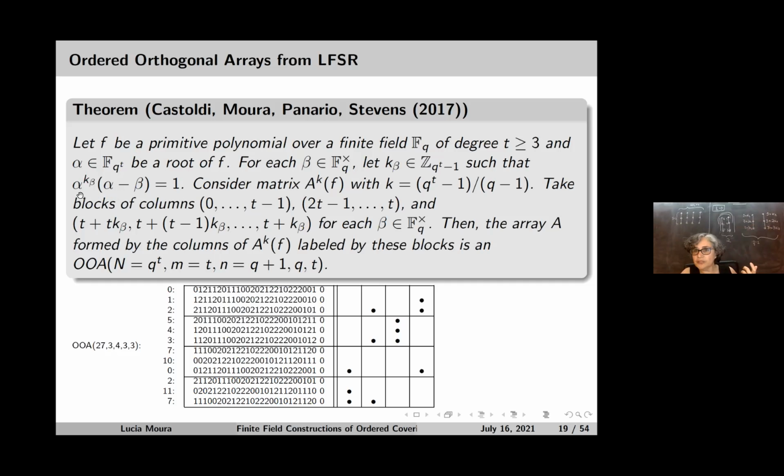calculate its inverse in the finite field. That inverse is some x, but because alpha is primitive, there exists a power of alpha that will be equal to that x, call that power k beta. So that one will be determining the jumps that I will give here on those labels of those chains.